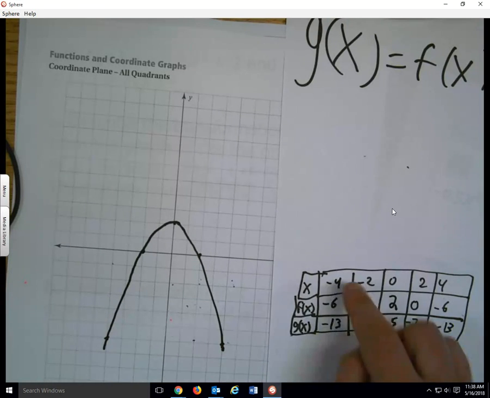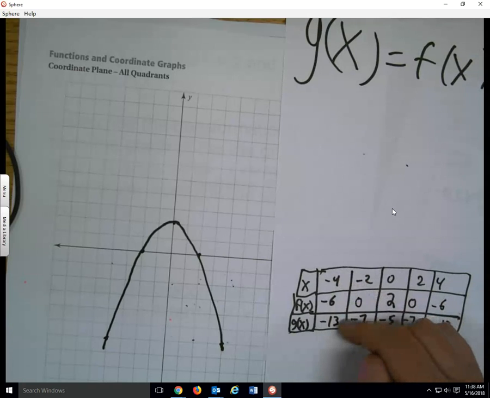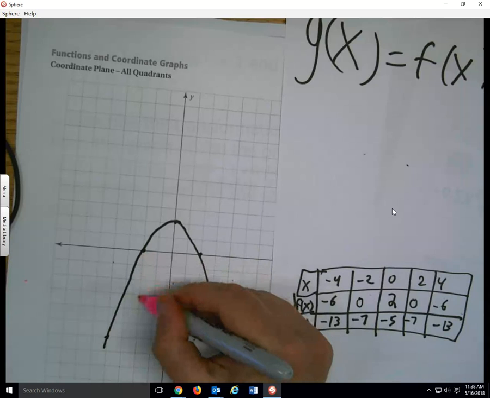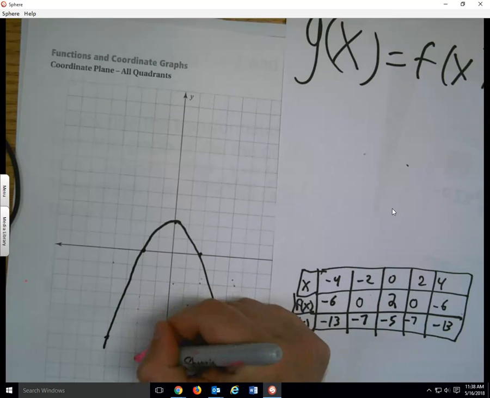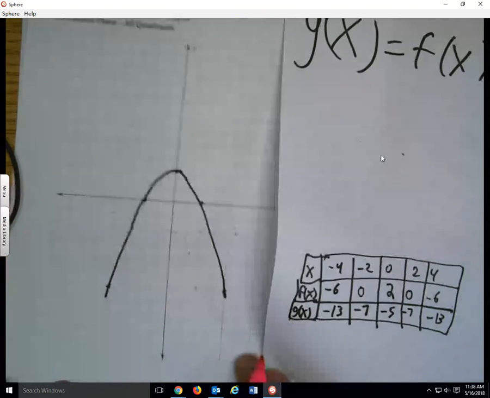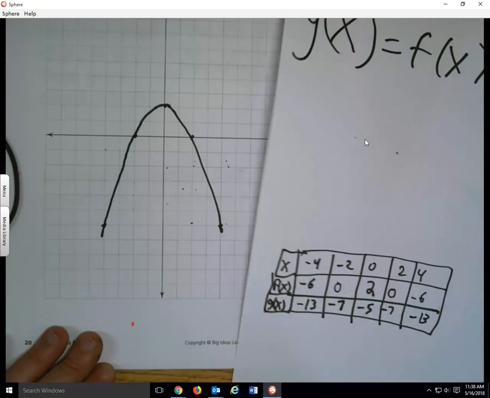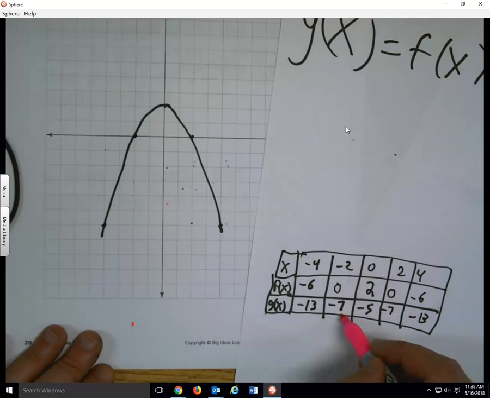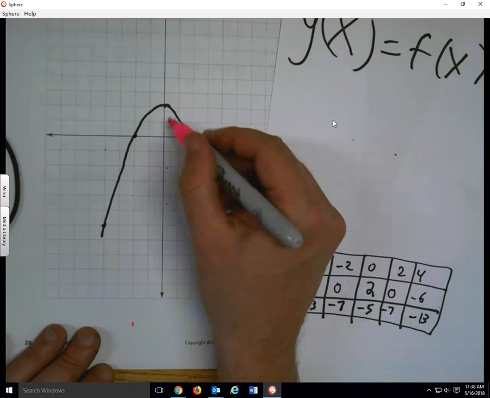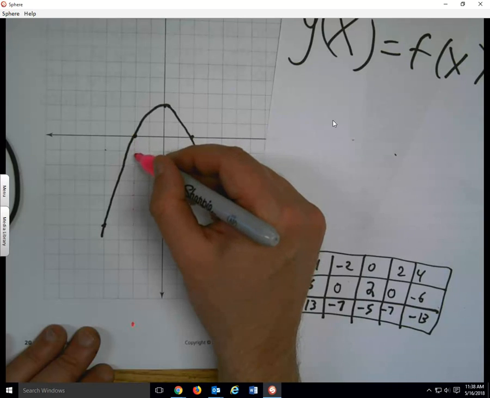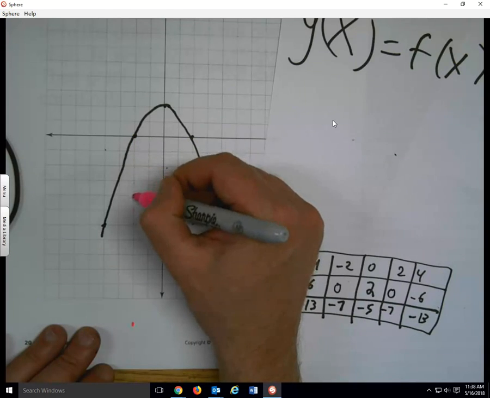Well, if x is a negative 4, we go back to the x. The g of x is a negative 13. So negative 4 is the same. 1, 2, 3, 4, 5, 6, 7, 8, 9, 10, 11, 12, 13. It would be somewhere down here. If x was a negative 2, it would go down to a negative 7. 1, 2, 3, 4, 5, 6, 7.